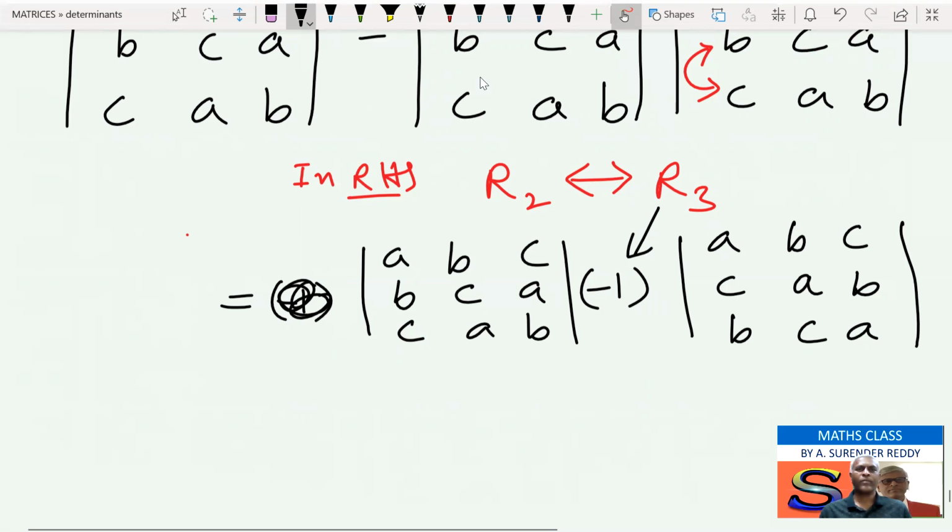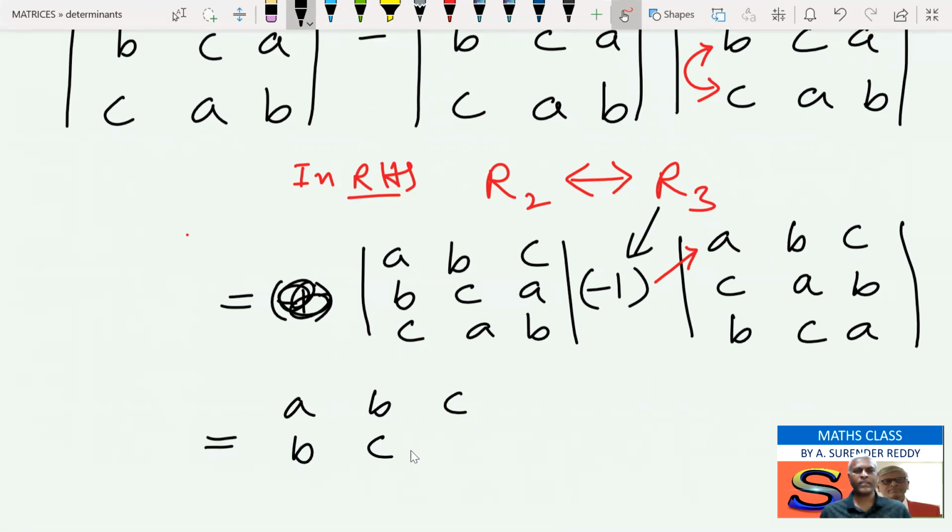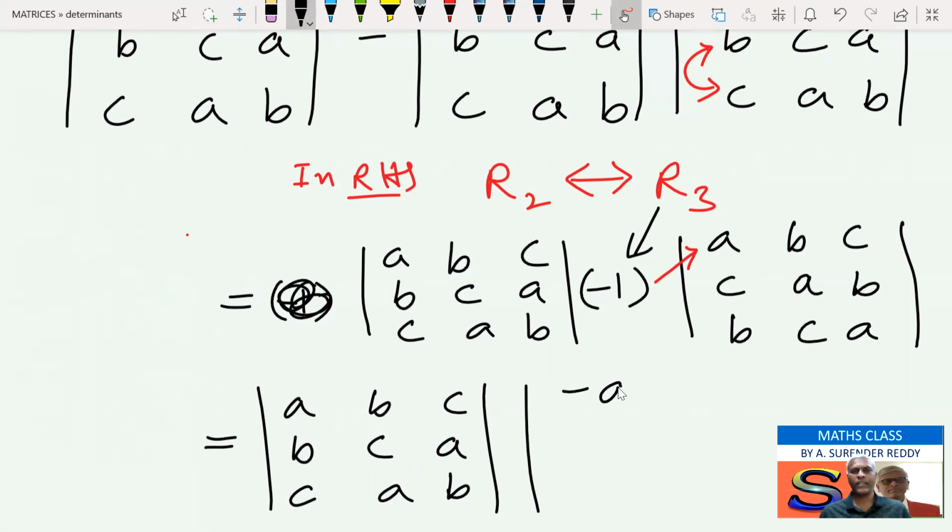So if you interchange any rows or columns, the determinant value will become minus. Now I am multiplying this minus with R1, multiplying minus 1 with R1. I am taking inside this minus ABC, BCA, CAB. This becomes minus A, minus B, minus C, and the remaining is the same, CAB and BCA.